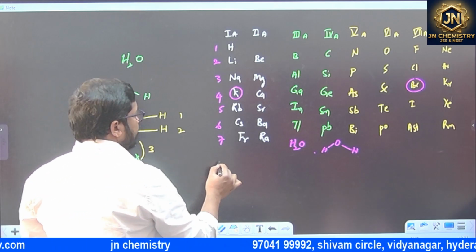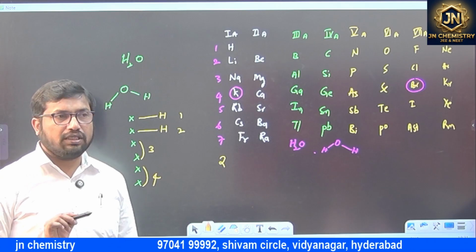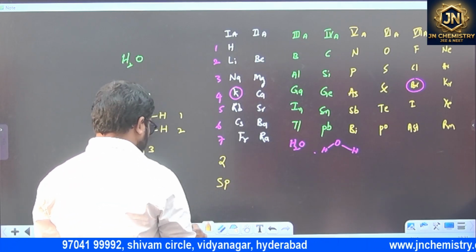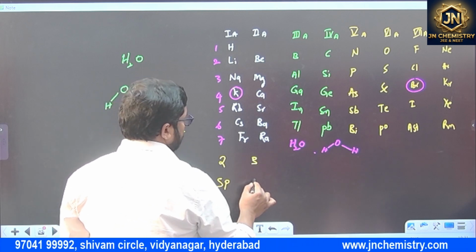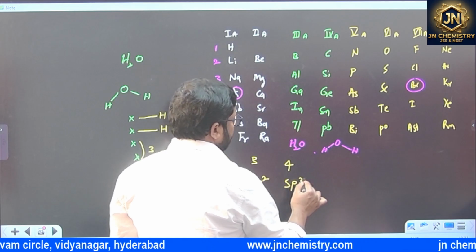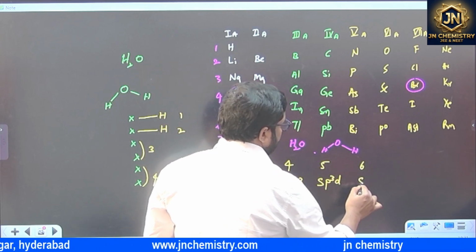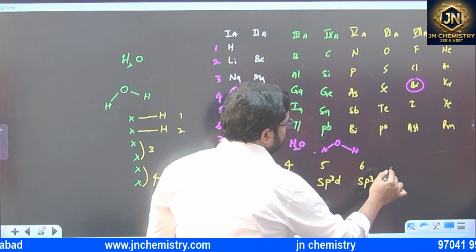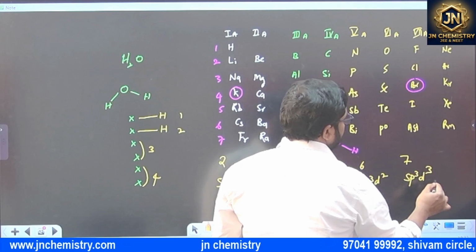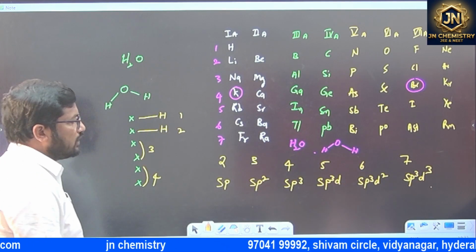Write it down. The number we get is called the steric number. If 2 is coming, that is sp. If 3 is coming, sp2. If 4 is coming, sp3. If 5 is coming, sp3d. If 6 is coming, sp3d2. If 7 is coming, sp3d3. So that is steric number. Now 4 number means which one now?